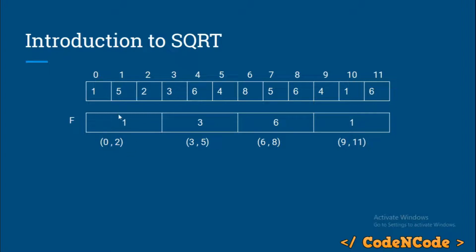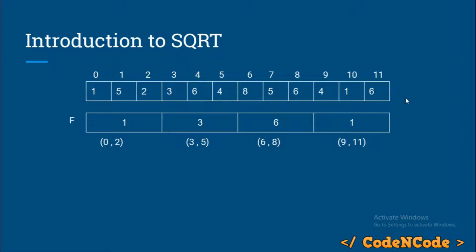This block, the 0th block, contains the answer of 0 to 2. This is another array just of size 4. Why? Because our block size is 3 and the total number of elements is 12. 12 divided by 3 is 4. So we need 4 blocks, and it is not always necessary that this is completely divisible.